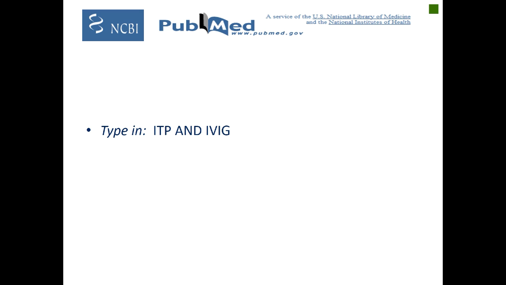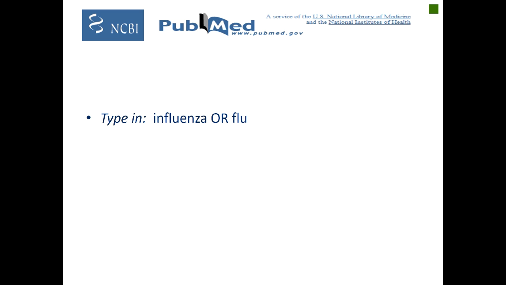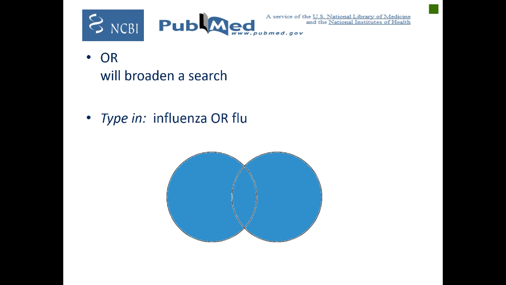For example, if we write ITP AND IVIG in capital letters, what do you think? The search results will be minimized or broadened? Yes, the search results will be minimized. So, AND will narrow the search. Excellent. If we use OR in capital letters, influenza OR flu, what do you think? The search results will be minimized or broadened? Excellent. It will broaden our search results.